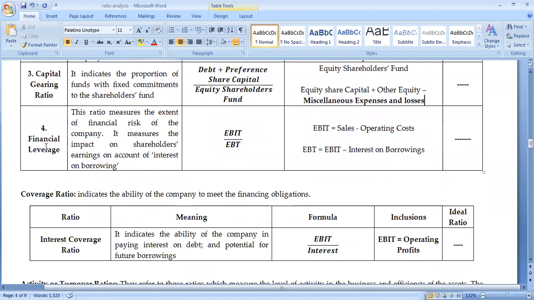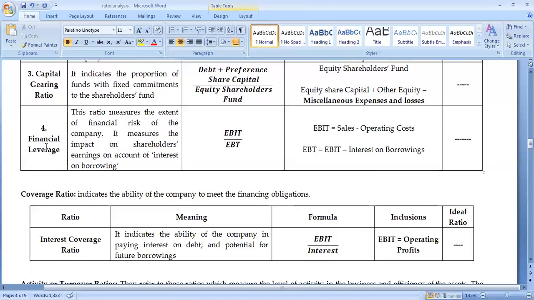And what is financial leverage? As I told you, this financial ratio, the leverage, is especially used to measure the extent of financial risk of the company. What is the financial risk? Whether the company is able to invest, or whether the company is suffering from any financial difficulties, that will be analyzed with the financial leverage only.